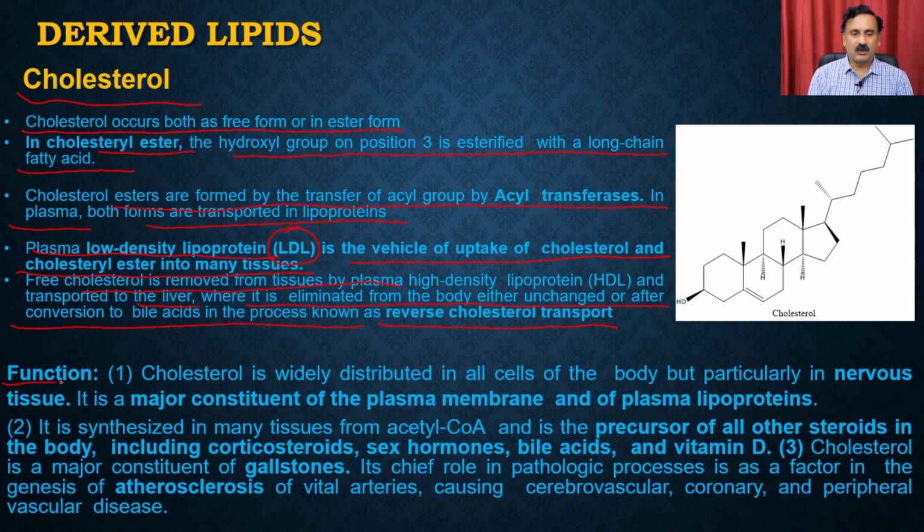So what is the function of cholesterol? Cholesterol is widely distributed in all cells of the body, but particularly in the nervous tissue. It is a major constituent of the plasma membrane and of the plasma lipoproteins. It is synthesized in many tissues from acetyl-CoA, and it is the precursor of all other steroids in the body, including corticosteroids, sex hormones, bile acids, and vitamin D.